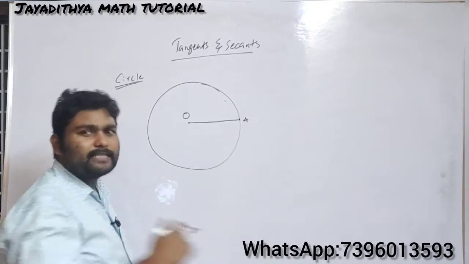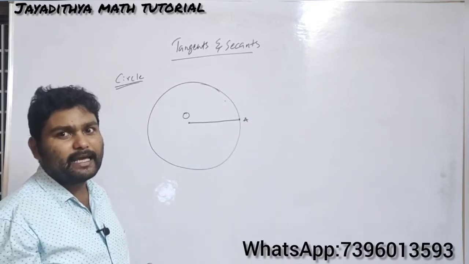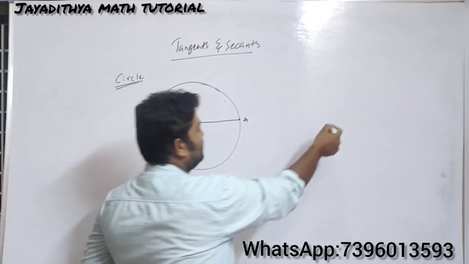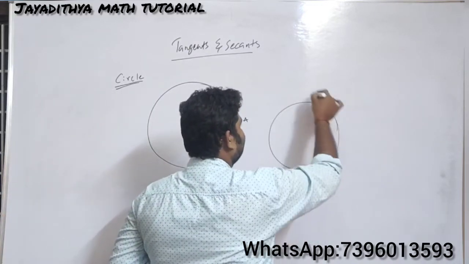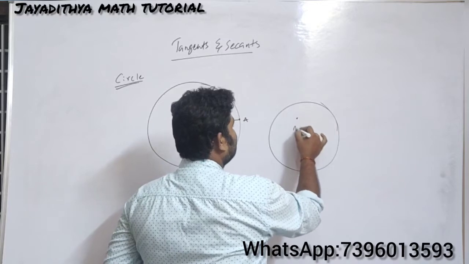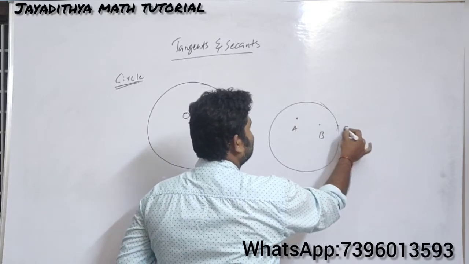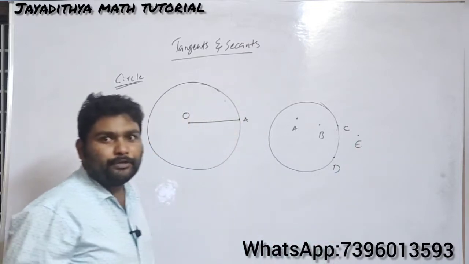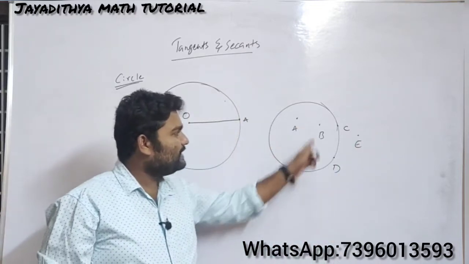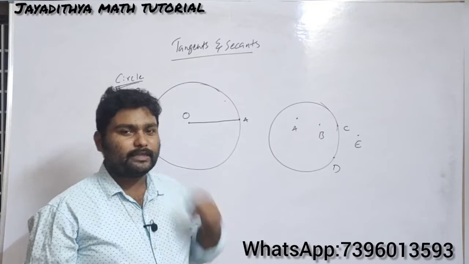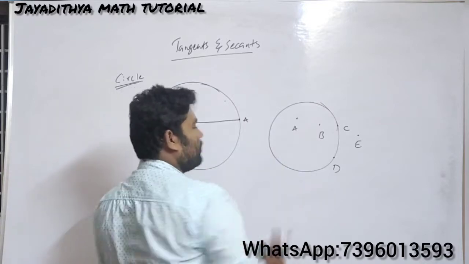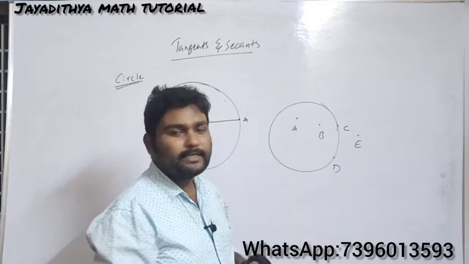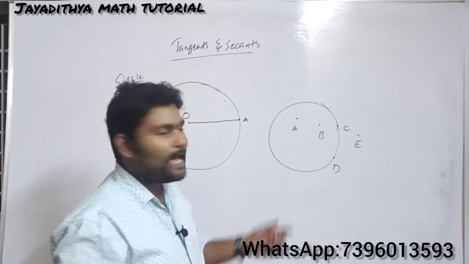The circle divides the plane into 3 areas. One is the interior part of the circle. If you observe a circle, let us take some points like this: A, B, C, D, and a point here, E. This circle is dividing the plane into 3 regions. One is the interior of the circle, the second is the exterior of the circle, and the next is on the circle. See here, what can you say about point A?